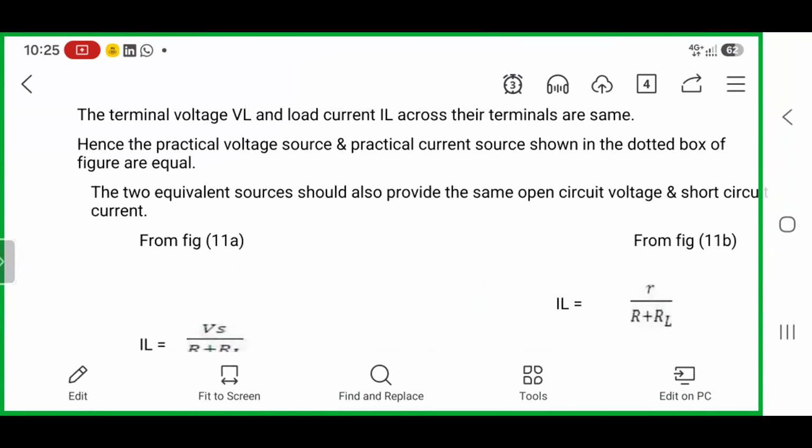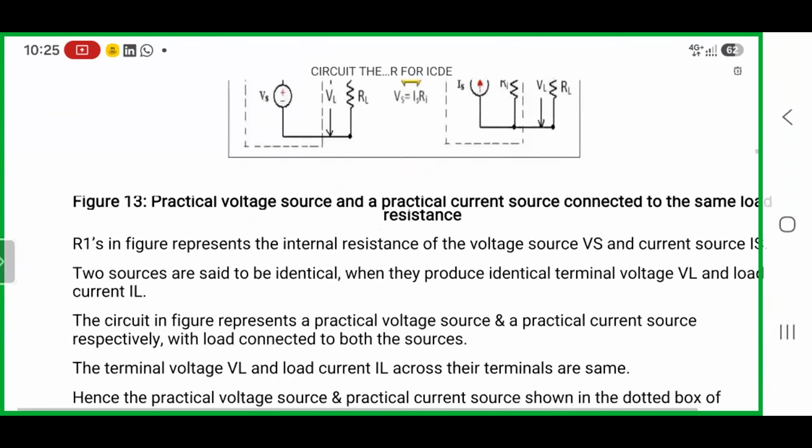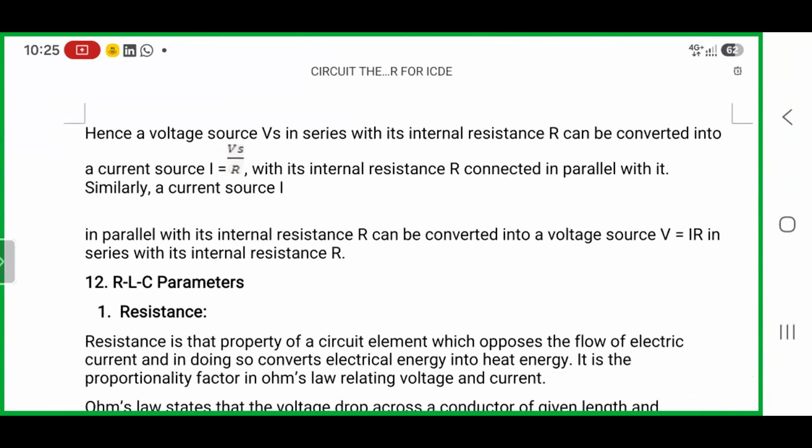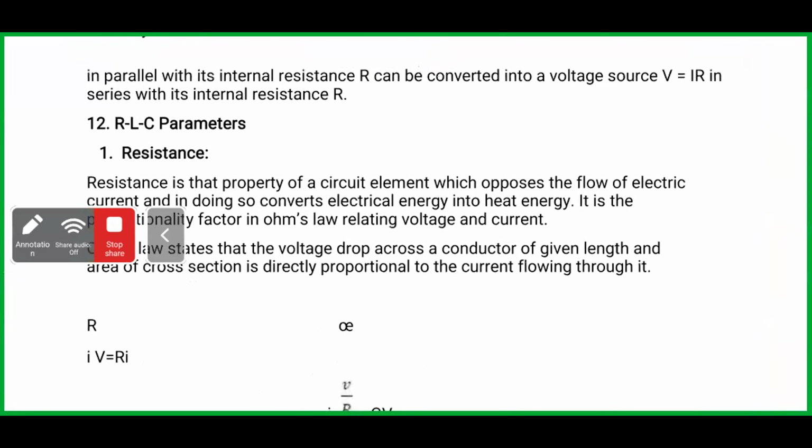So where were we? No, not here. I've gone past this. So yes, we start with RLC. That is resistance, inductance, and capacitance. Inductance is represented with L and capacitance with C. Okay. So let's talk about resistance first.